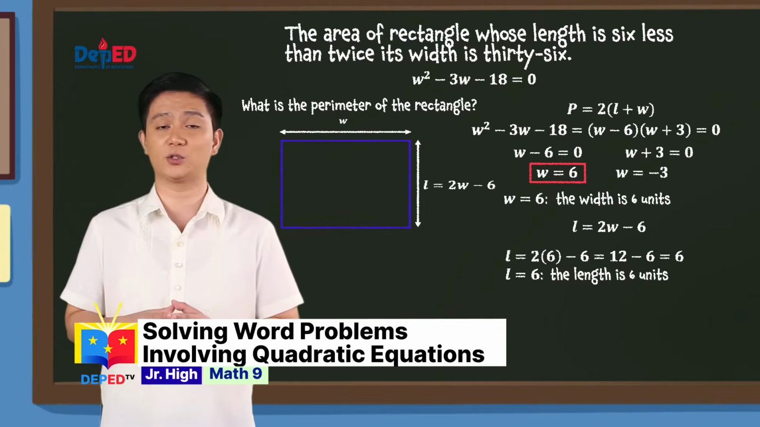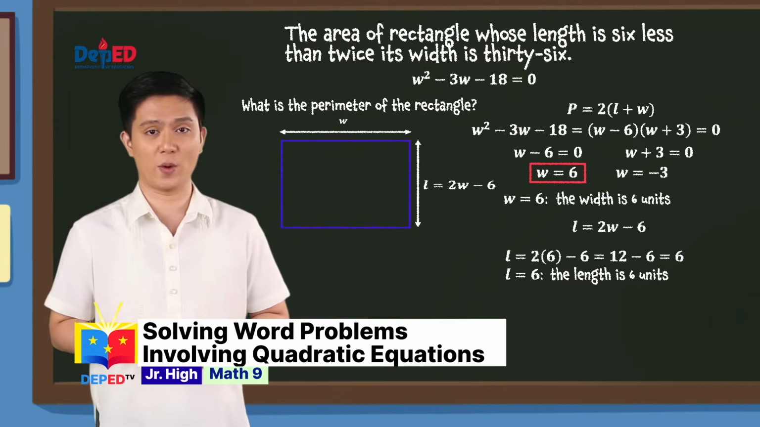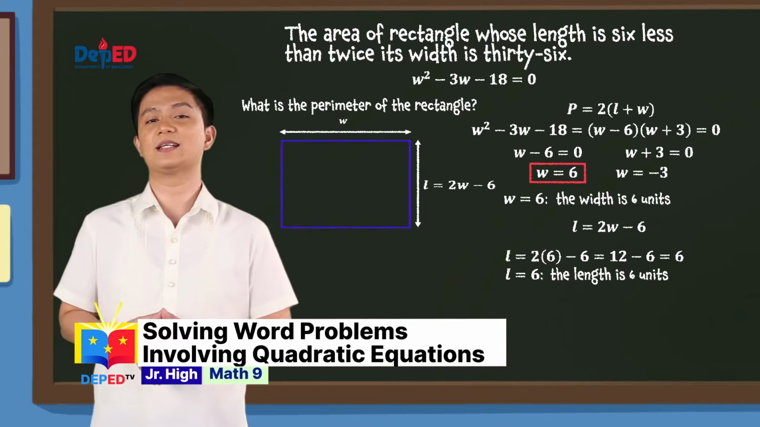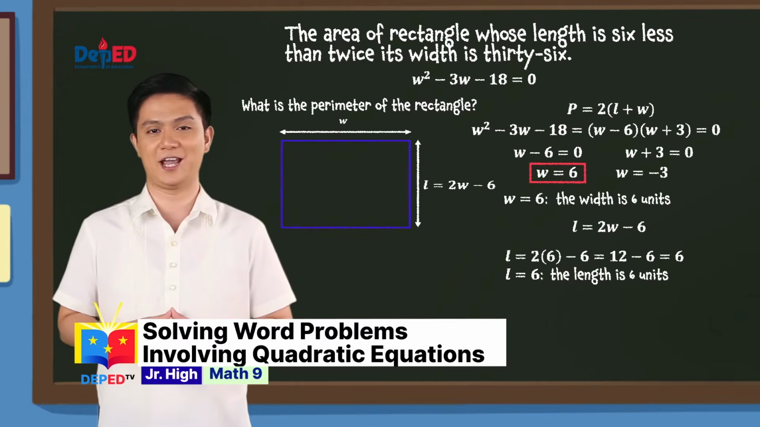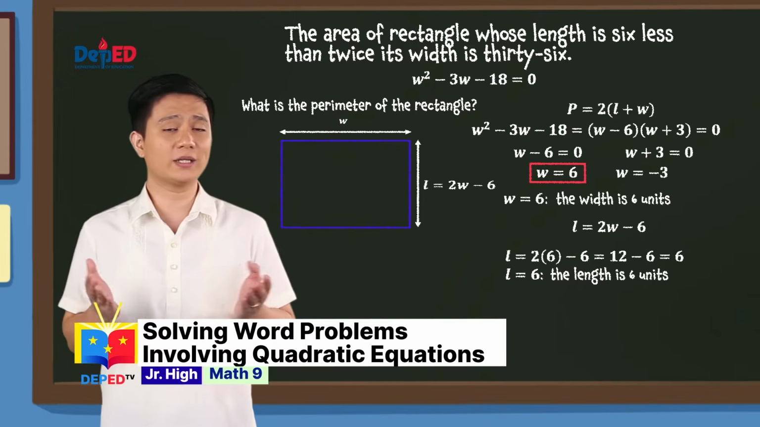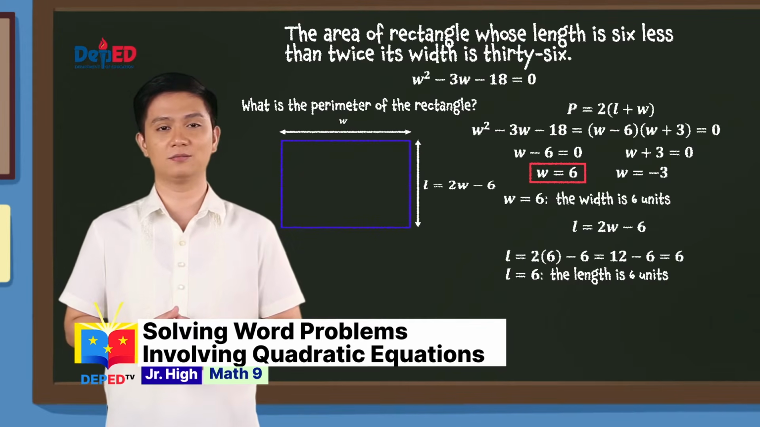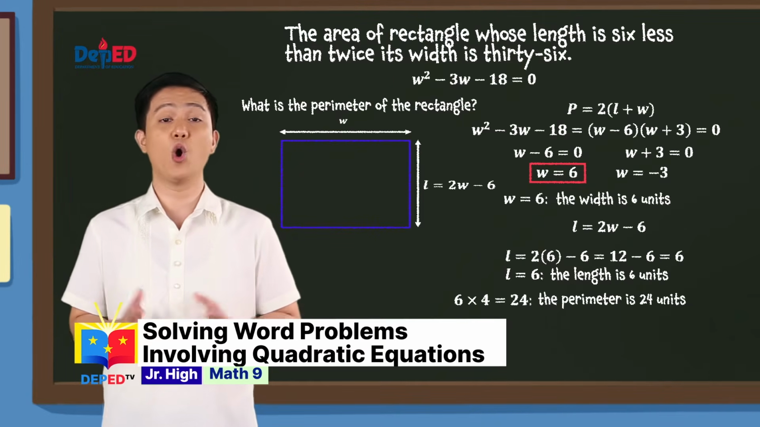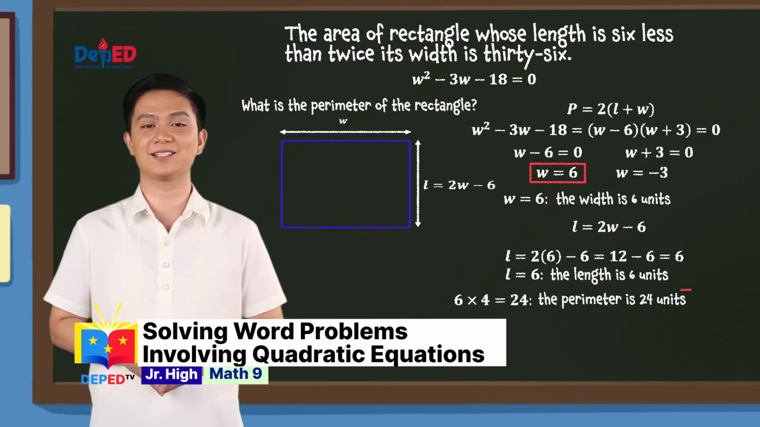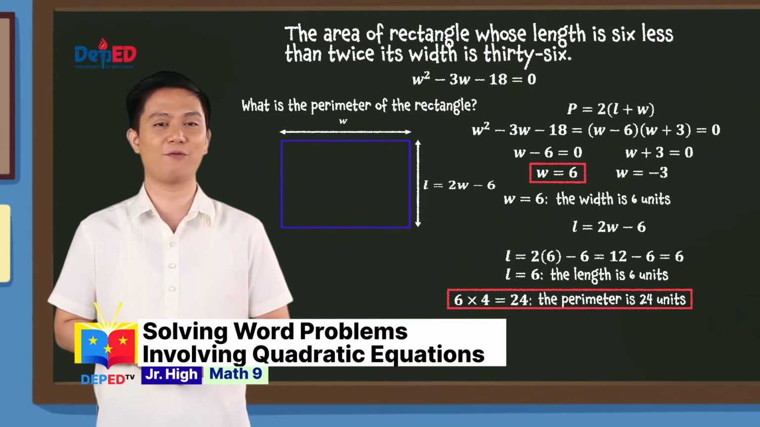So this means that the rectangle mentioned in the situation is actually a square, since its length and width are the same. So, what is then the perimeter of this square? We just have to multiply the length or the width by 4. Hence, the perimeter is 24 units.